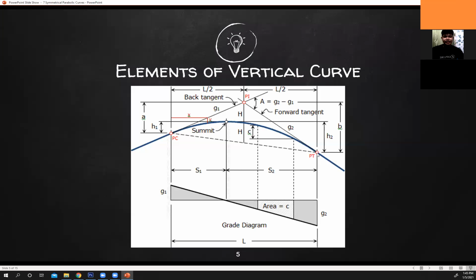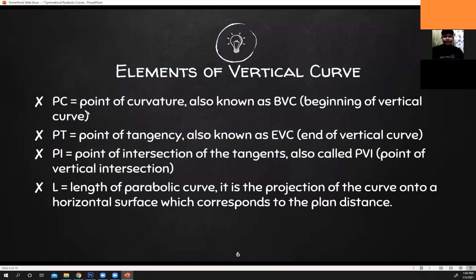And then at PT, the slope of your parabola is the same as the slope of your tangent line. So that's why this is G2. Okay, again, G1, G2, slopes of your tangent lines. And the importance of that is, as you can see, this area right here is equal to the vertical difference of 2 points on your curve. So that's why we create your grade lines, to get vertical differences.